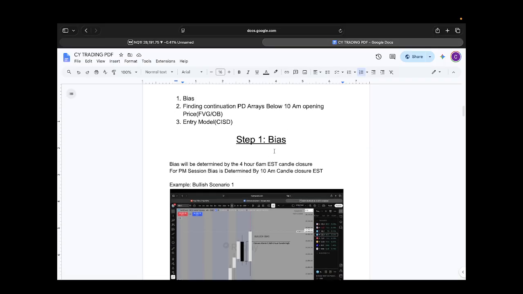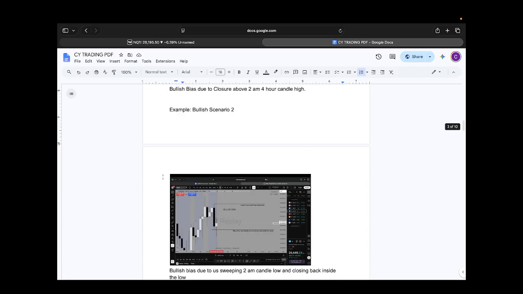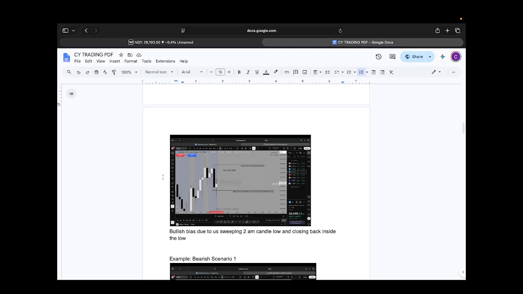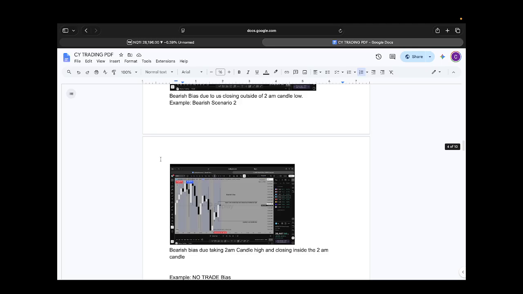So today we went over bias. We went over bullish examples, bearish examples, when not to trade, and also whenever we wick above the high or the low. Super easy to understand. This should be the easiest concept, I believe, to understand. Once I learned about this whole mechanical bias, it literally clicked within 10 to 15 minutes of me learning about it.